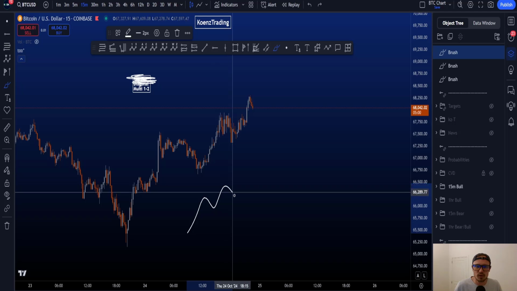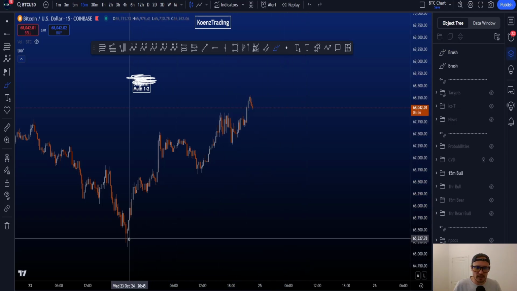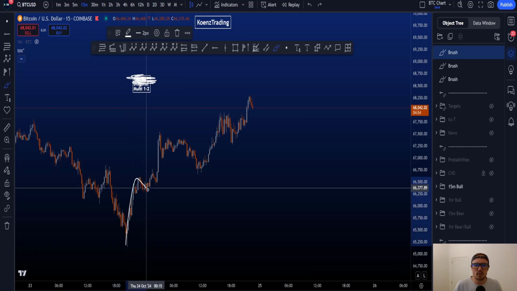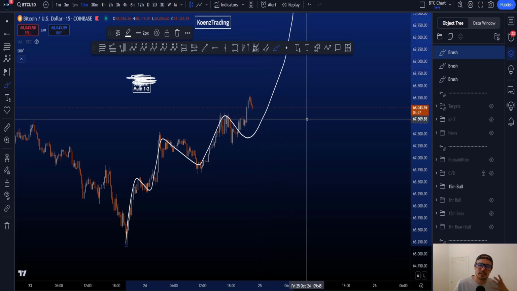So it's a 1-2, 1-2, and then boom, you get into wave 3. Now in this particular case, we then have to count this as a wave 1, 2, 1, 2, and then another 1, 2, and that's already your third 1, 2, and we are waiting for that explosive move towards the upside.